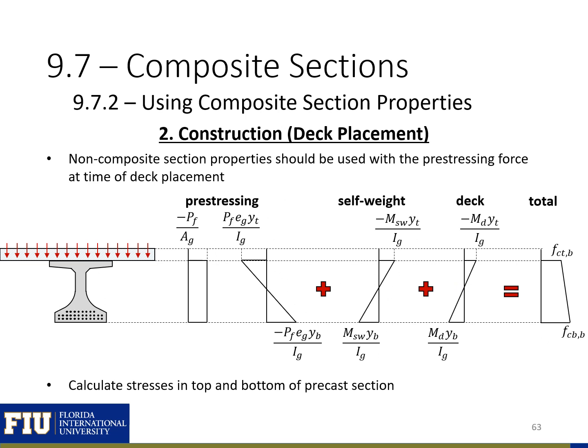At construction or time of deck placement, we're going to use our non-composite section properties with our pre-stressing force at time of deck placement. So we'll have our stresses from our pre-stressing. Again, we're using the final pre-stressing force, or pre-stressing force at the time of deck placement, P sub F, plus the self-weight stresses, plus our deck stresses. You can see we're having some additional stress applied from the weight of the deck, but at this point the deck is not contributing to the strength of the section. So at this point we would find the stresses at the top and bottom fiber of our precast section again.